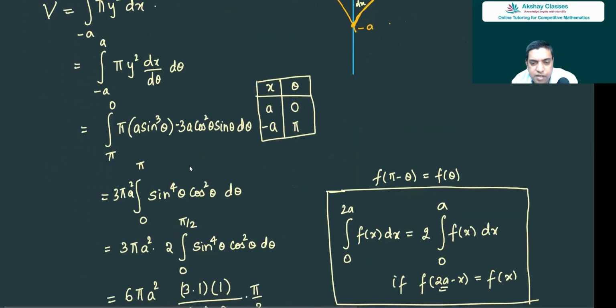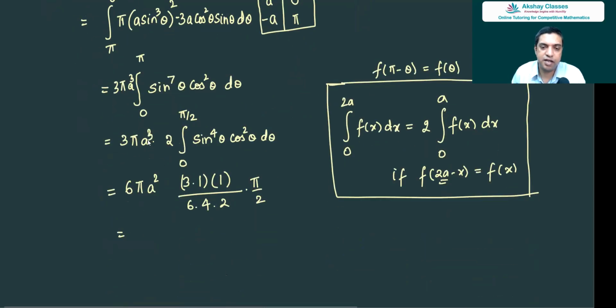Oh, I'm sorry, I made a big mistake. This is y square. This is pi y square dx. So this will become sine to the power 7 theta, 6 plus 1, 7 theta. Other things remain as they are. This becomes a cube. This becomes a cube. 3 pi a cube, sine power 7 theta cos square theta.